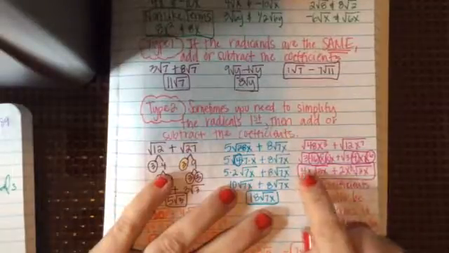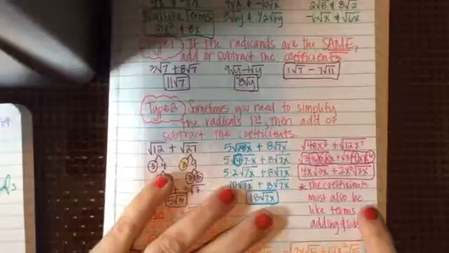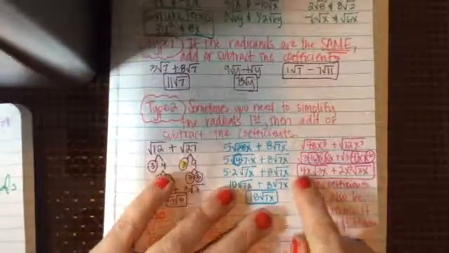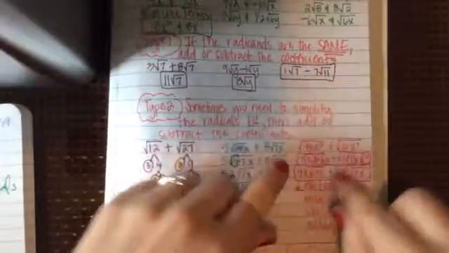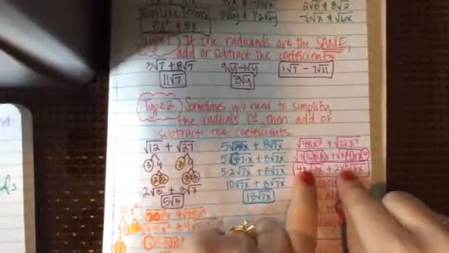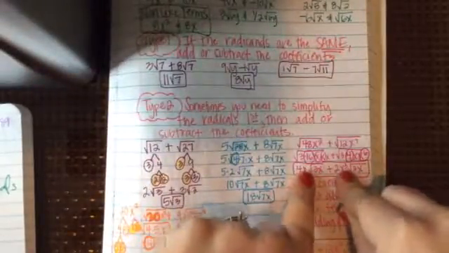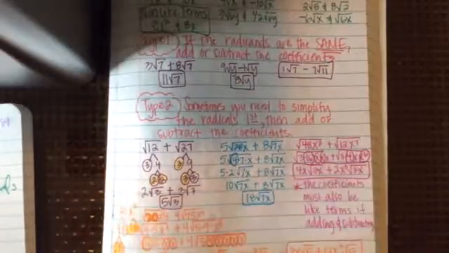Your coefficients also have to be like terms in order to add or subtract. So 4x plus 2x to the third cannot go together. They're not like terms. Their variables are different. So that's done. We finished.